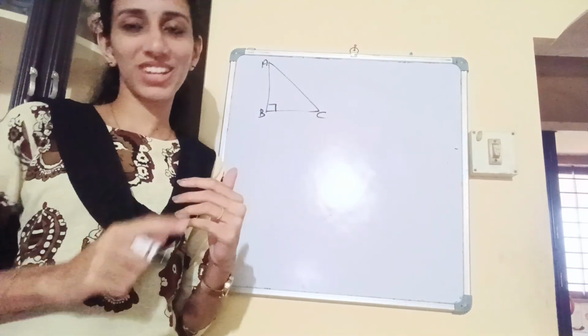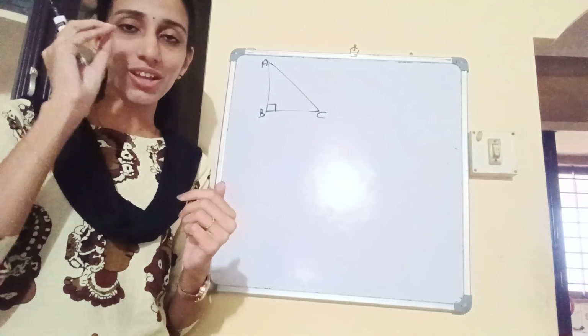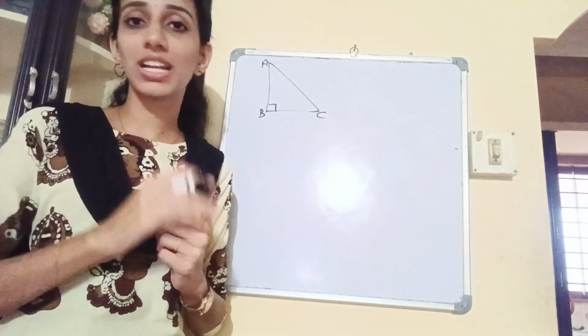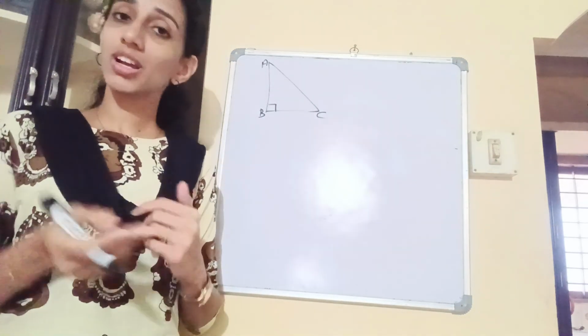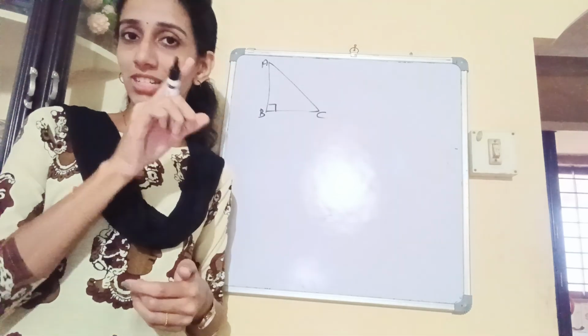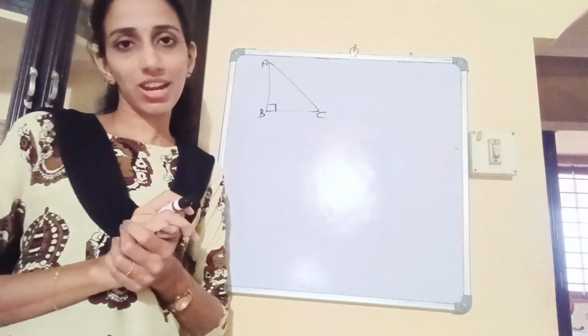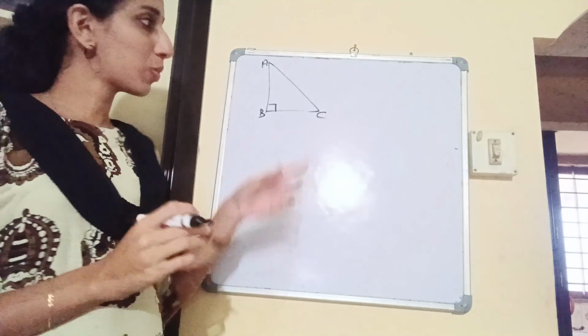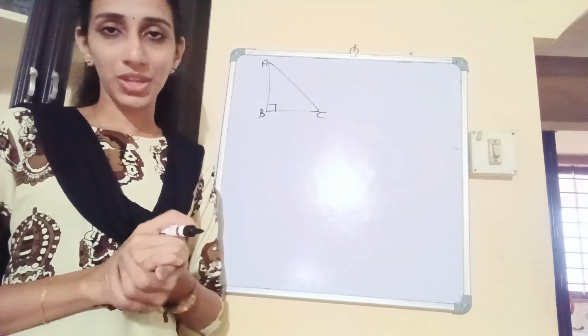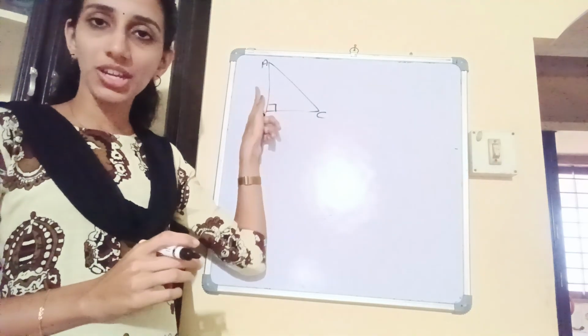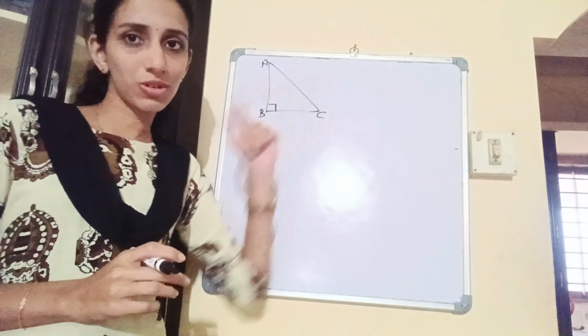So when you hear about a right triangle, what comes to our mind first? That is the Pythagoras theorem. A triangle is always a right triangle if it satisfies the Pythagoras theorem. Conversely, if a triangle satisfies the Pythagoras theorem, that triangle is always a right triangle. So what is the Pythagoras theorem here? Base square plus altitude square is equal to hypotenuse square.